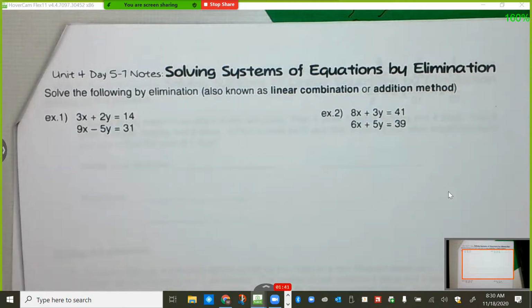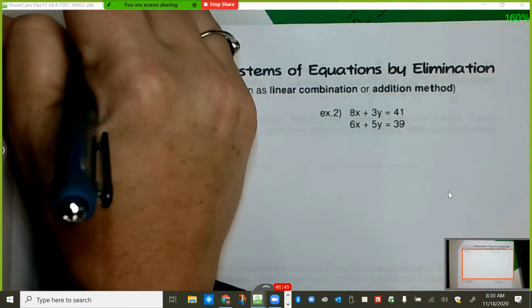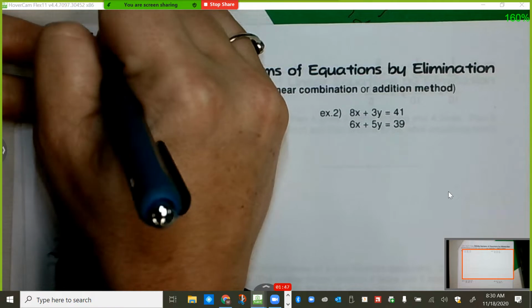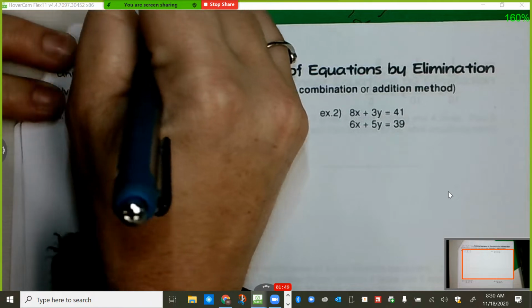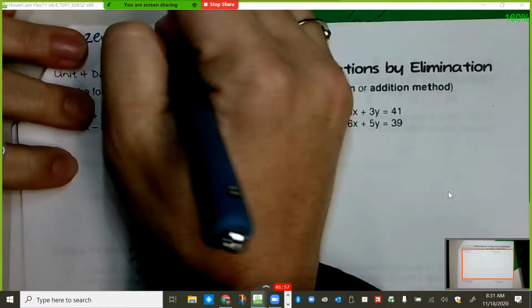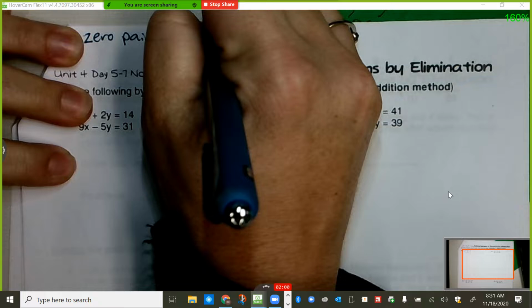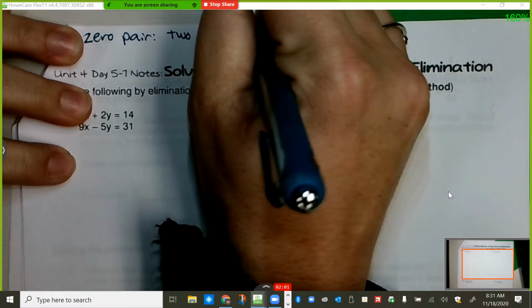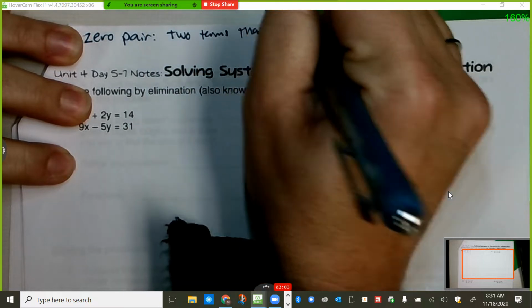Now, there's a couple things you need to know to learn this. So who knows what a zero pair is? What's a zero pair? It's two terms that cancel to make zero.